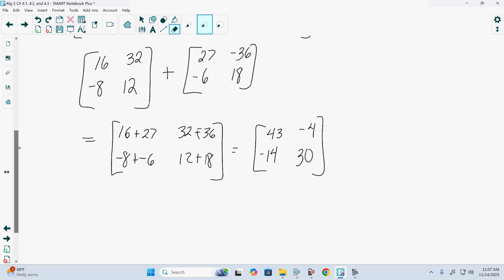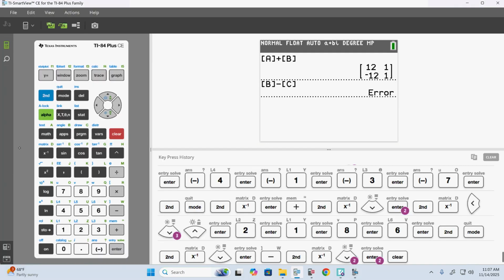Yeah, so then we would subtract 16 minus negative 27, negative 8 minus negative 6, 21 minus negative 18, 32 minus 36. So it will give you the same values. Now we can also type these in.